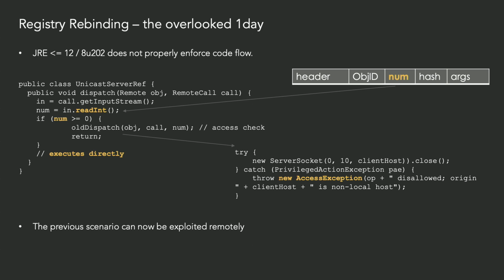In JRE 8u202, the code does not enforce the flow between the registry and the method call. So you can force the flow into another if branch, and it will execute the method directly without throwing the exception that the socket is not coming from localhost. So the previous scenario can now be exploited remotely.